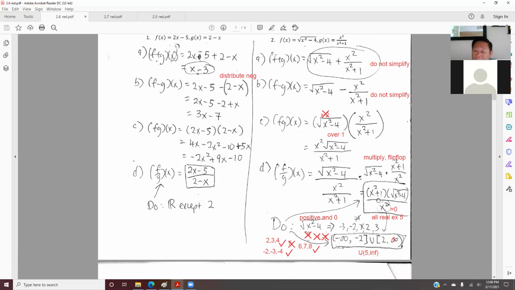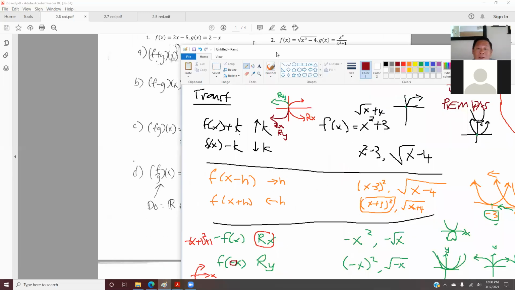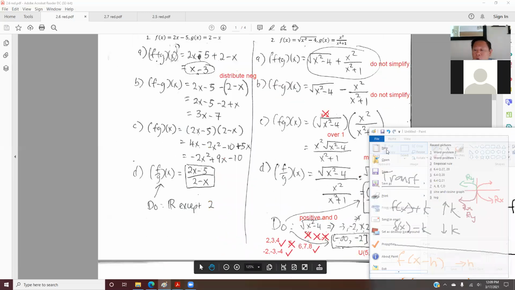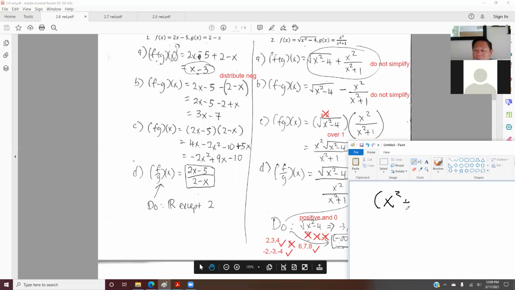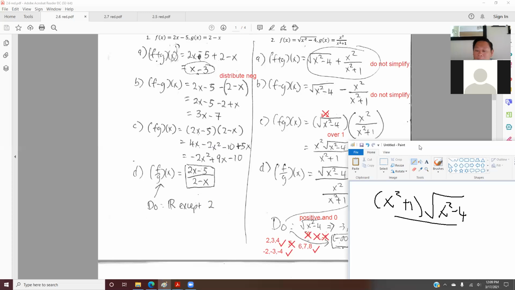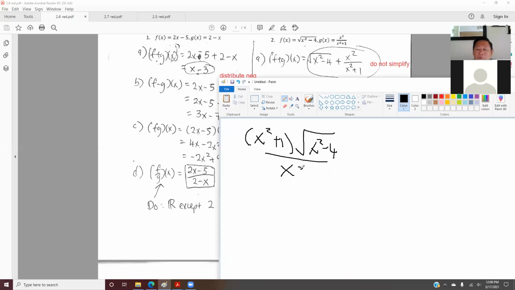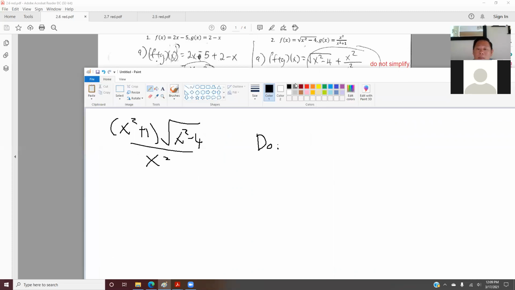So finding the domain for this is the difficult part. Okay, so I'm going to teach you how to find the domain of something weird like this. So if you have x squared plus 1, square root of x squared minus 4, over x squared, how do you figure out your domain here? Now this does not play an important role. I can cross that one out. The reason why is because this is a polynomial. For a polynomial, the domain is all real numbers, so that doesn't play an important role.